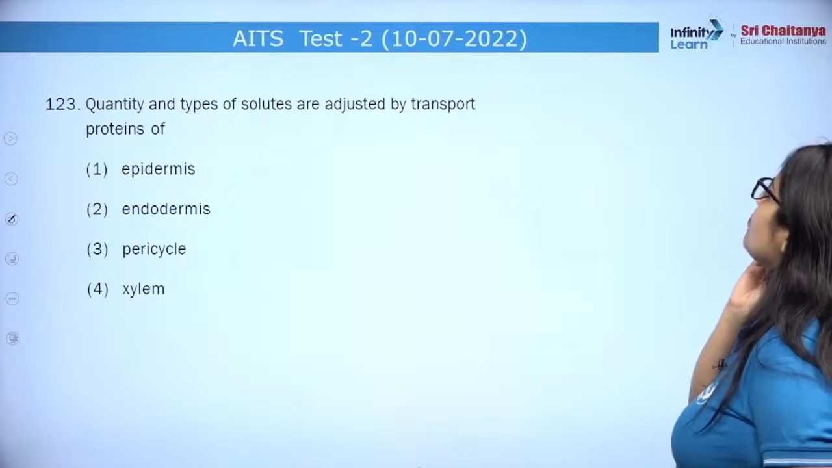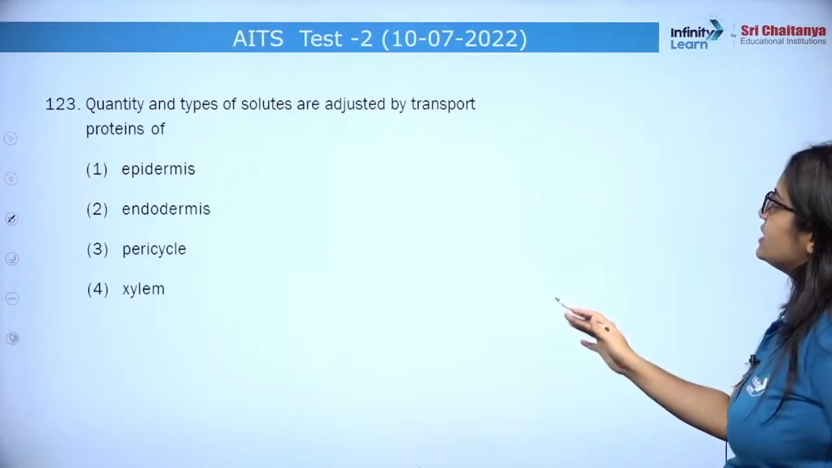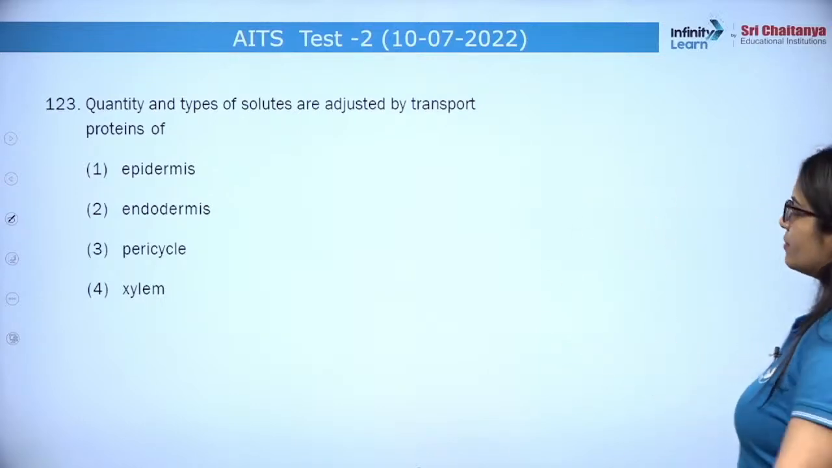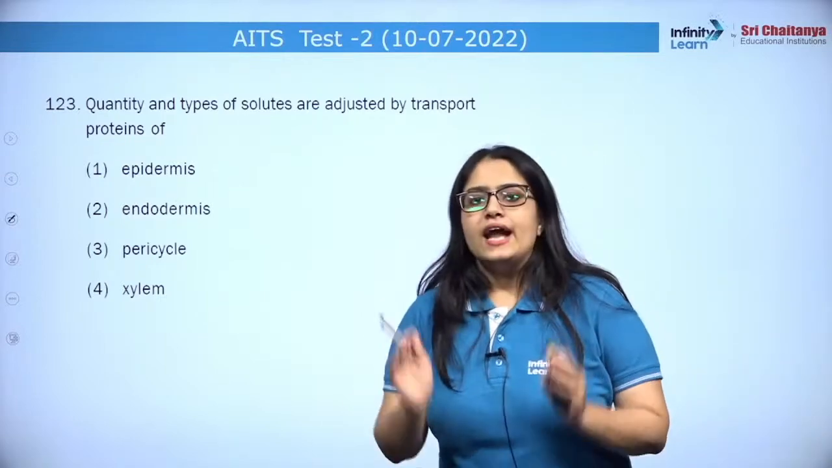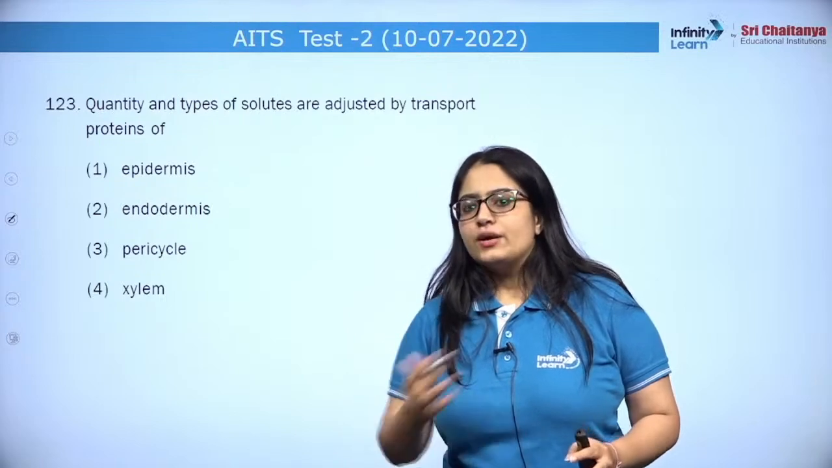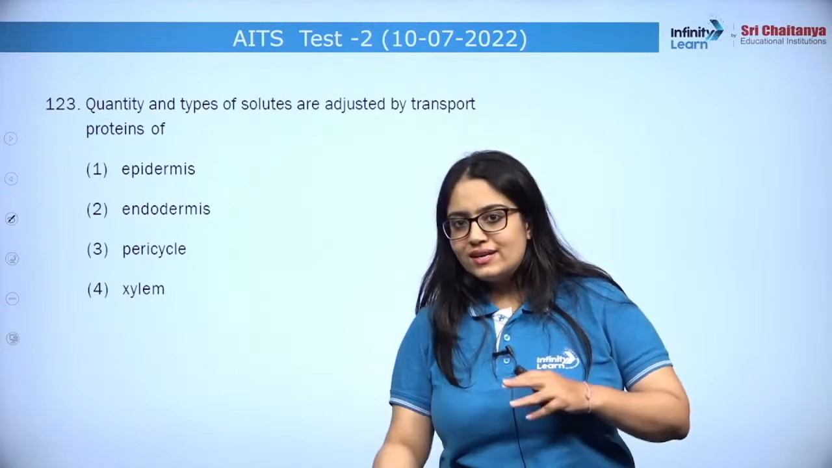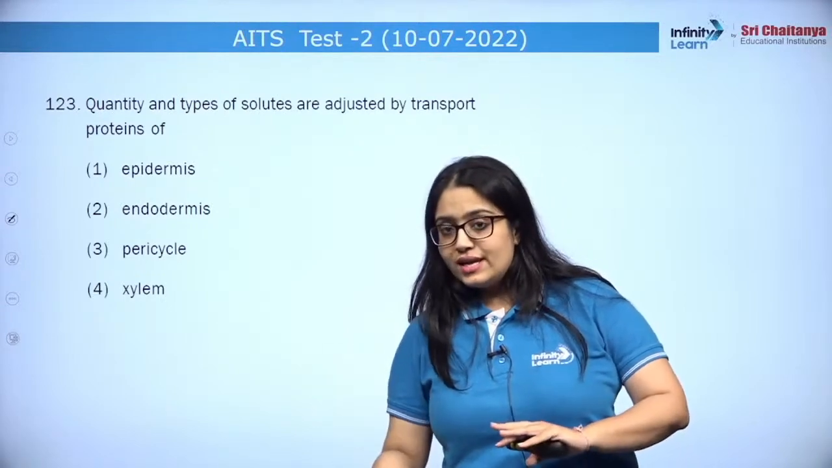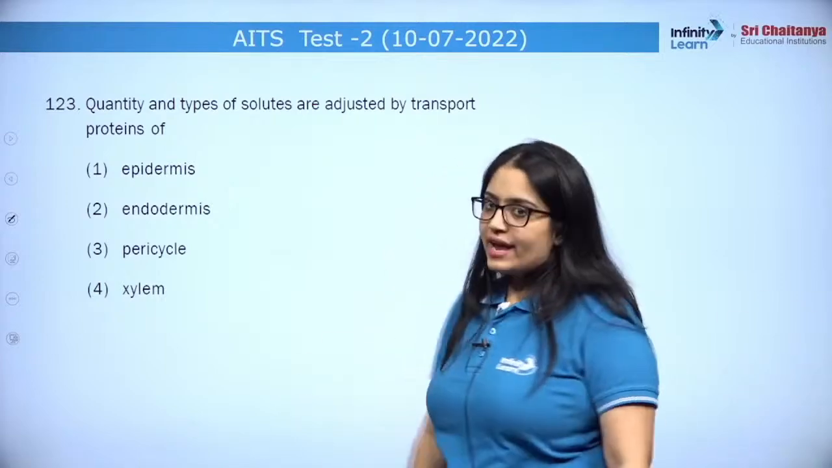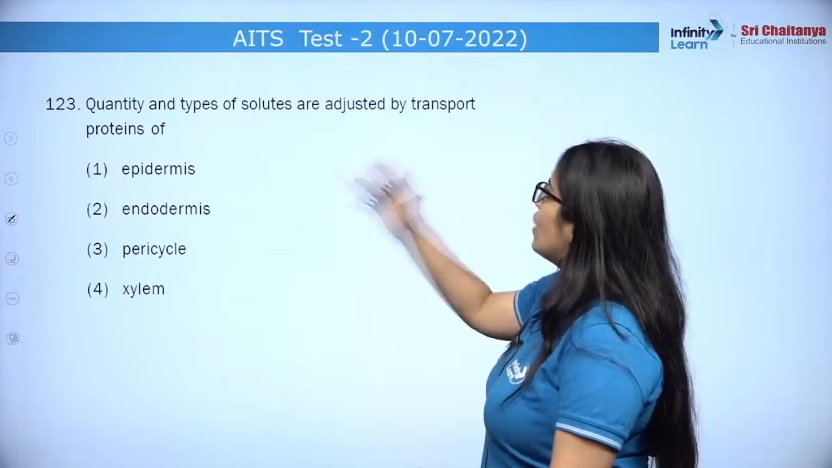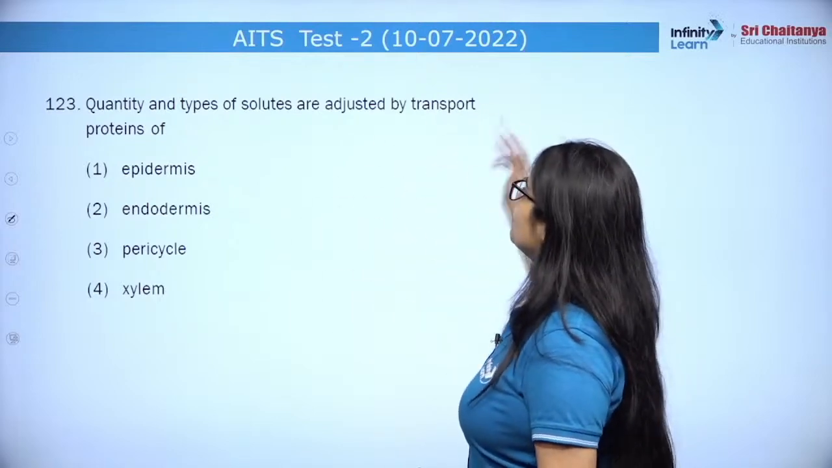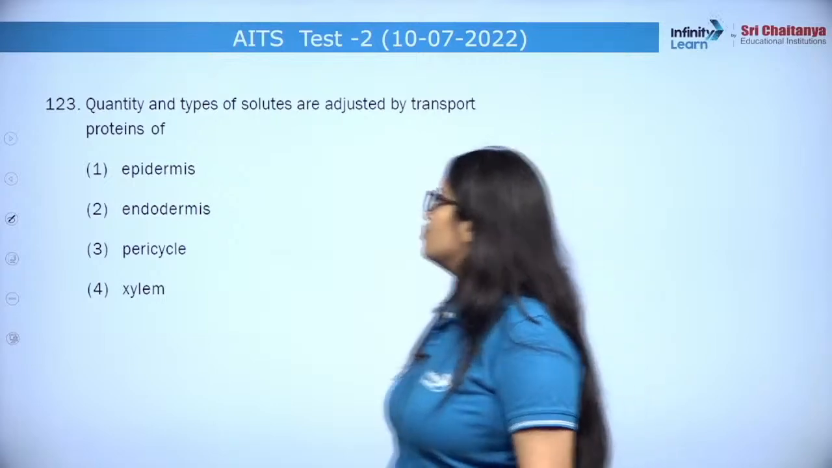Quantity and type of solutes are adjusted by transport proteins. So remember, my dear students, in roots there is endodermis, and endodermis acts as a checkpoint, as a control point where it is decided in how much quantity, which particular type of solute should enter the root xylem. So quantity and type of solutes are adjusted by transport proteins of endodermis.